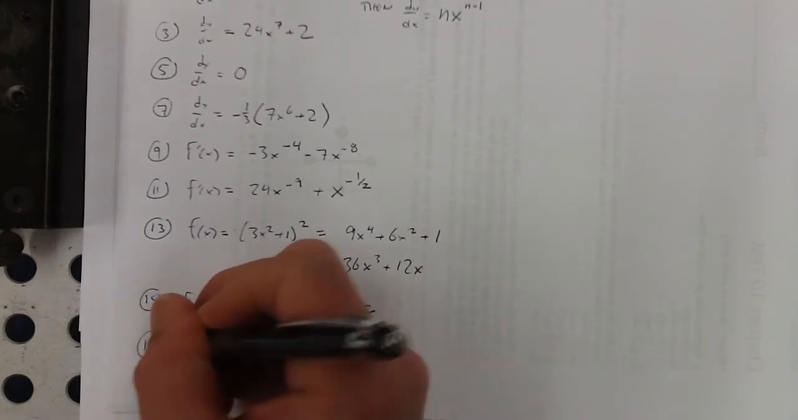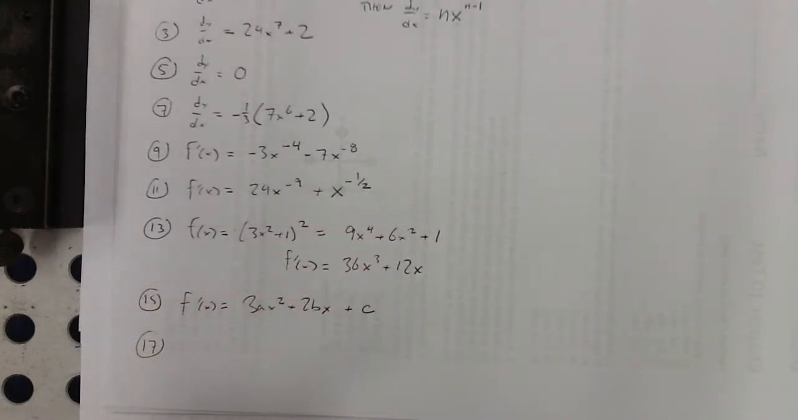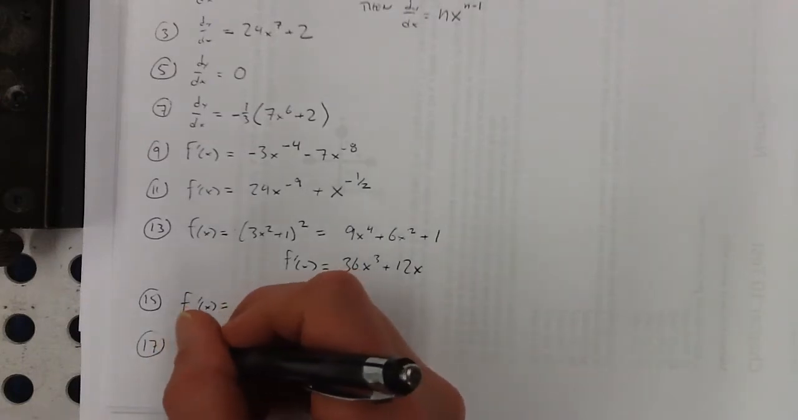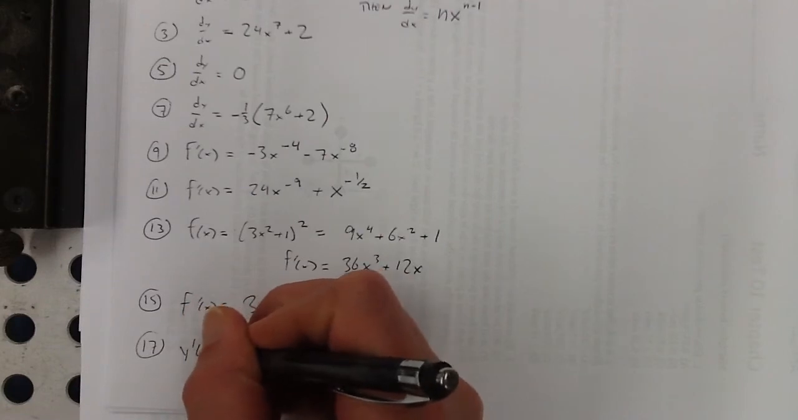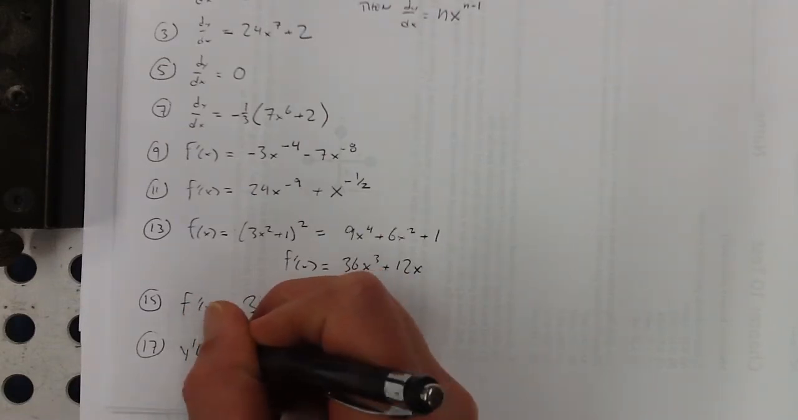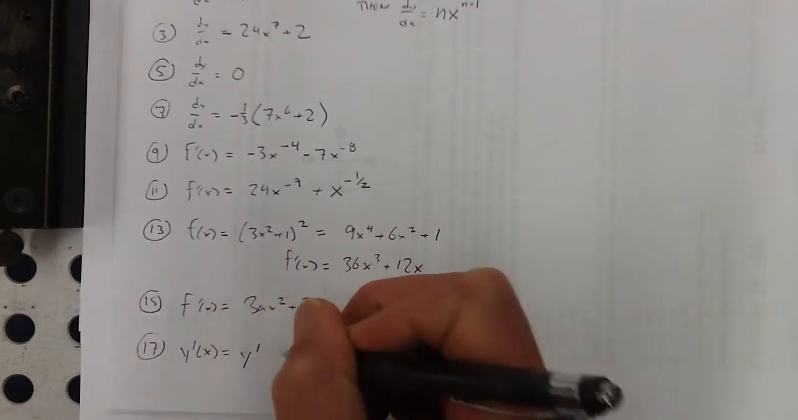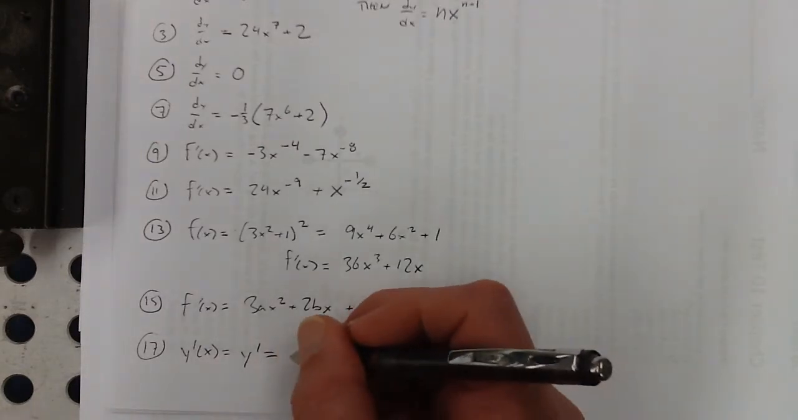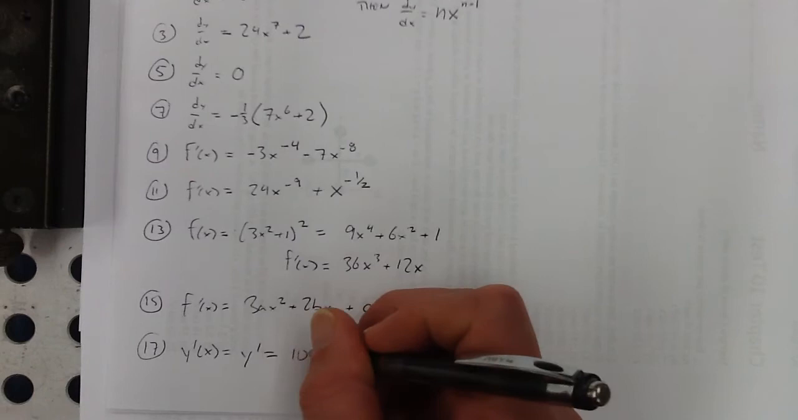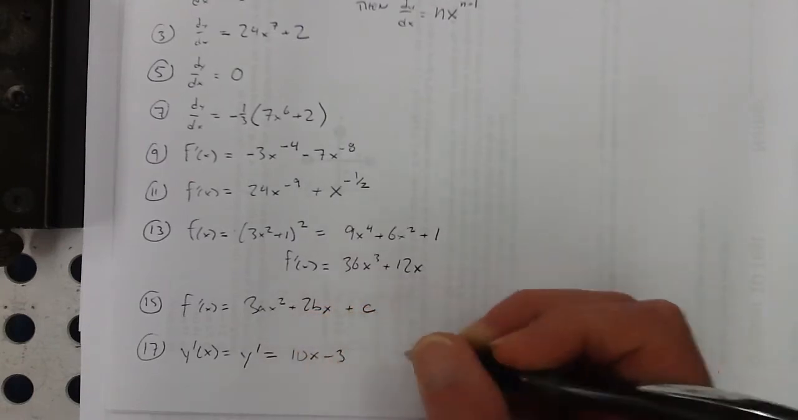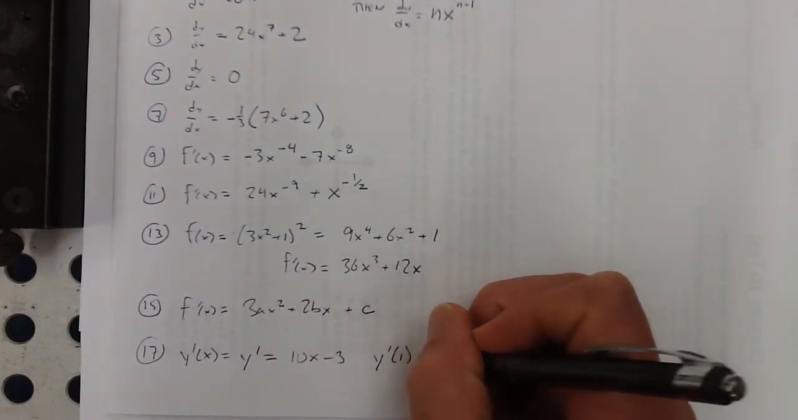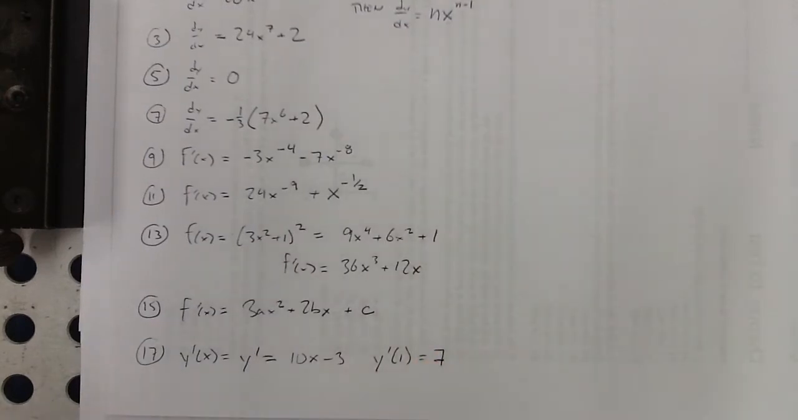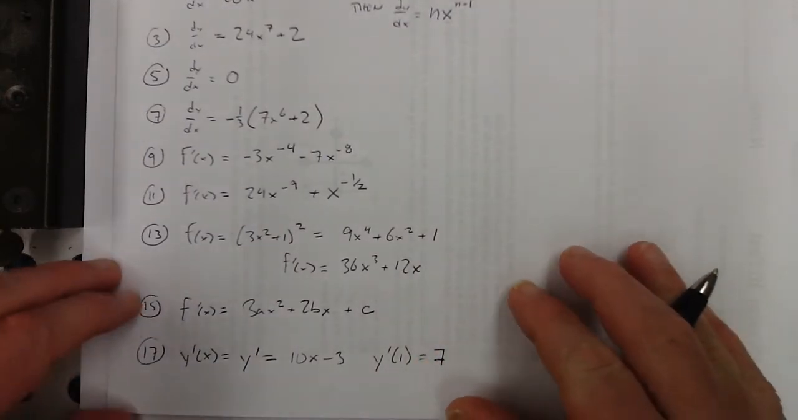And 17, find y prime of 1. Okay, so I'm going to find y prime, and then I'm going to plug 1 in. So y prime of x, which is the same as just writing y prime, that's like f prime of x. f and y are interchangeable in that way. Is 10x minus 3. So y prime of 1 is 7. How about that?